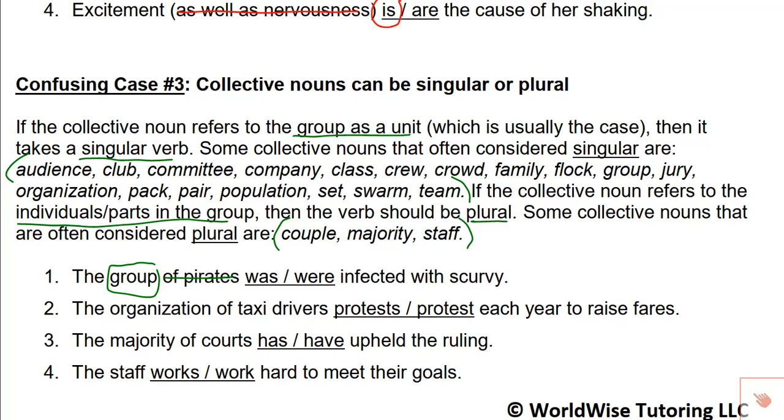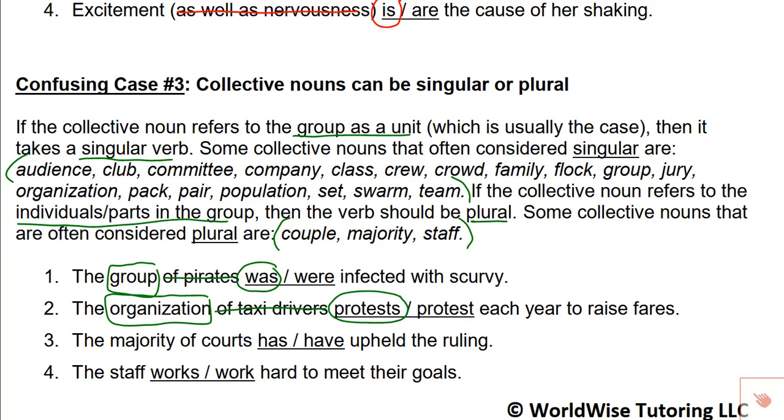In this case, it's looked at as a unit, and for that reason we consider it singular. So we choose was. The organization of taxi drivers: our collective noun here is organization, which is grouping them together and is considered singular, so we choose protests.